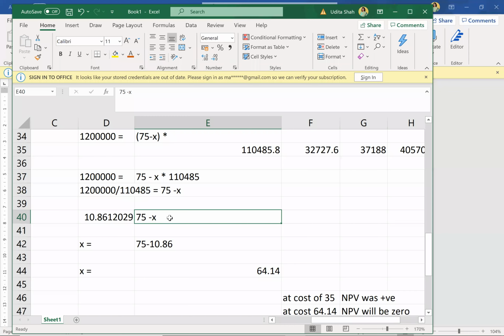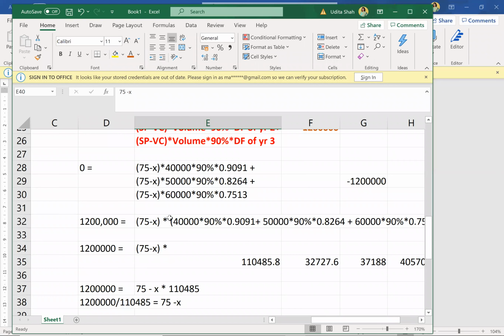See if this is understood. Should we go ahead with sales volume now? Okay.